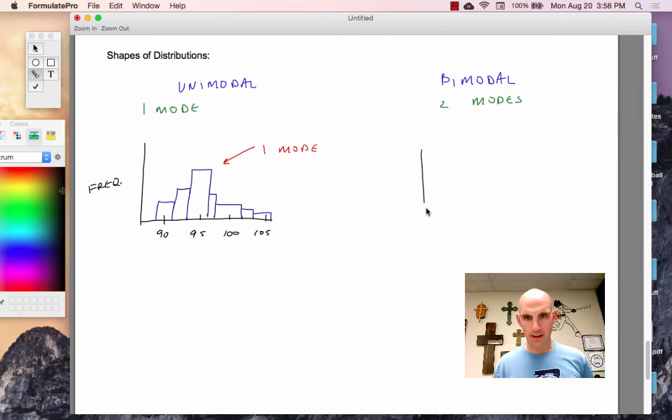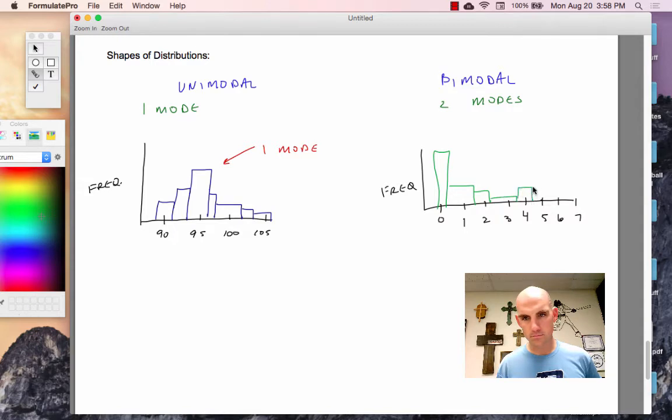When I've got bimodal, I've got two modes. And so what my data might look like is this. I'm going to use actually a different data set. And these are just potential numbers, right? So what I see here is I still have my frequency on the side. But what's going to happen with my data values is this. I have two modes.